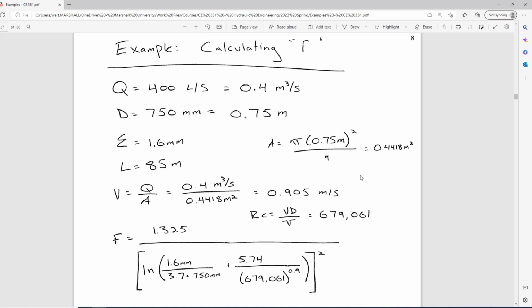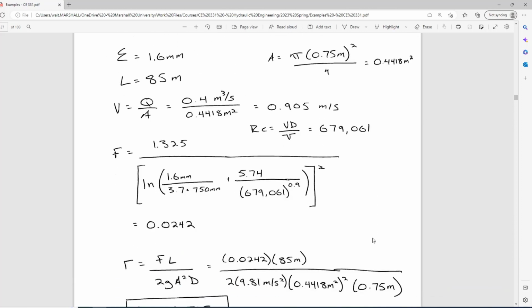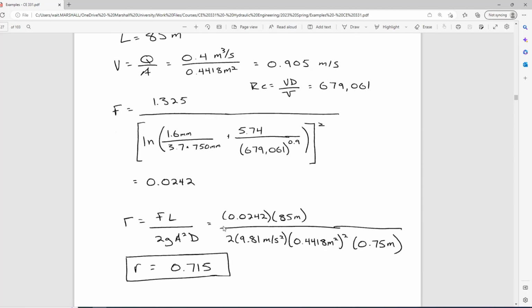So this is just applying the Swamee-Jain equation to find f, and then once we have the f value and the other constants, the R value is, I guess it does have units, because we're going to multiply R times Q squared, and we will get diameter out of that.